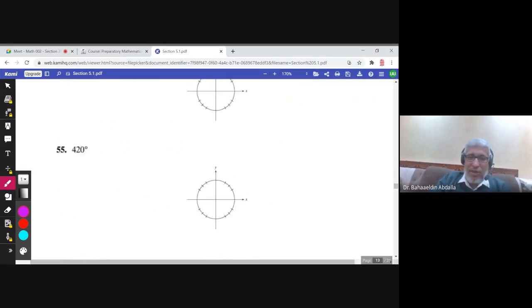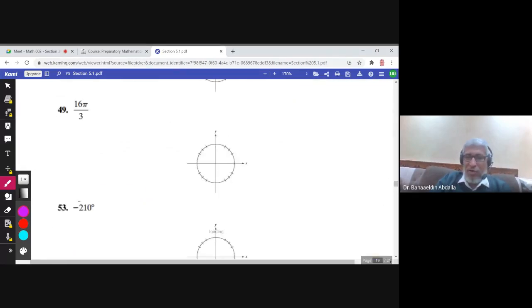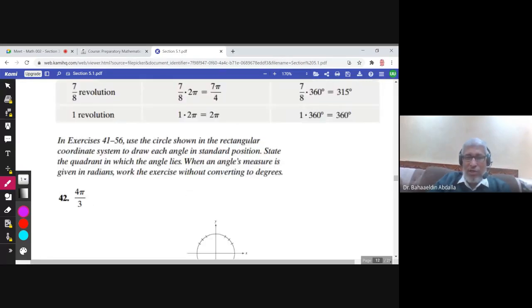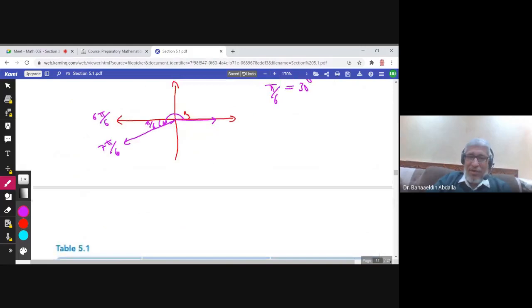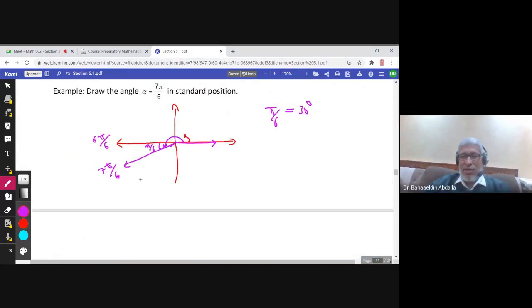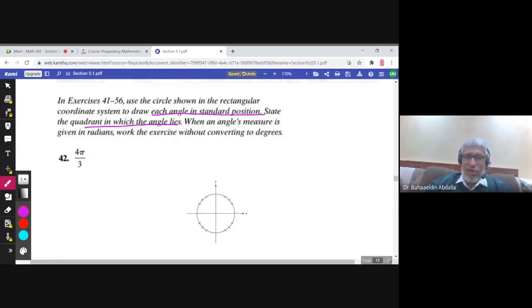Let me end up with this question. So today only we studied one objective. All the questions use this circle to draw angles in standard position. State the quadrant in which the angle lies. So for example, this angle, 7 pi over 6, lies in quadrant 3. This is quadrant 3, okay? So state the quadrant in which the angle lies. When an angle's measure is given in radians, work the exercise without converting to degrees. So you must work in radian.